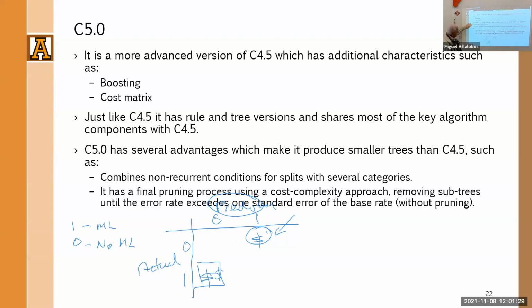It has a rule and a tree version. So it generates rules, and it generates a tree. It produces smaller trees than C4.5, because it combines non-recurring conditions for splits with several categories, and it has a final pruning process which uses a cost complexity approach, and that's intrinsic in the algorithm. It automatically does the pruning using a cost complexity approach.